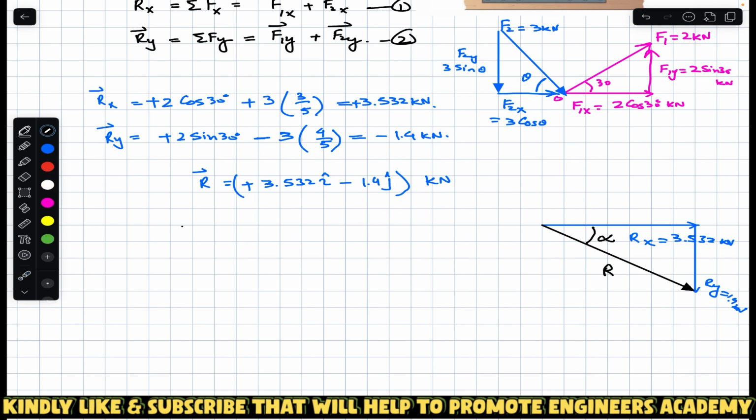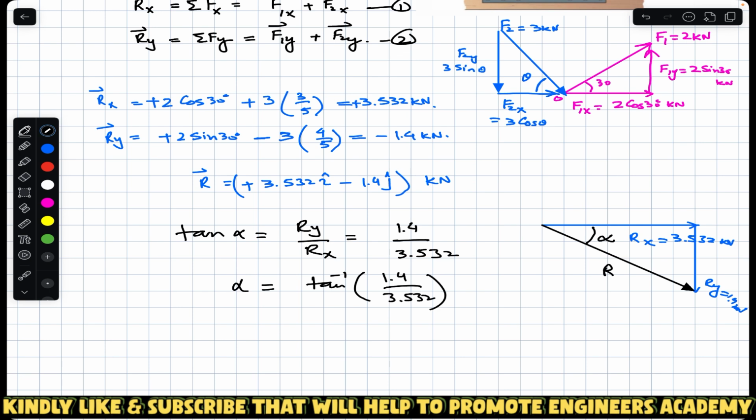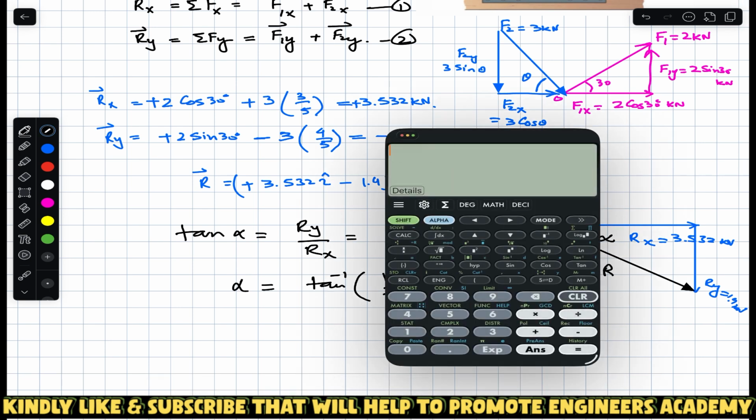So we can say that tan alpha is equal to Ry divided by Rx, and Ry is 1.4 and Rx is 3.532. Similarly, we can find alpha, which will be equal to tan inverse of 1.4 divided by 3.532, which is equal to 21.62.